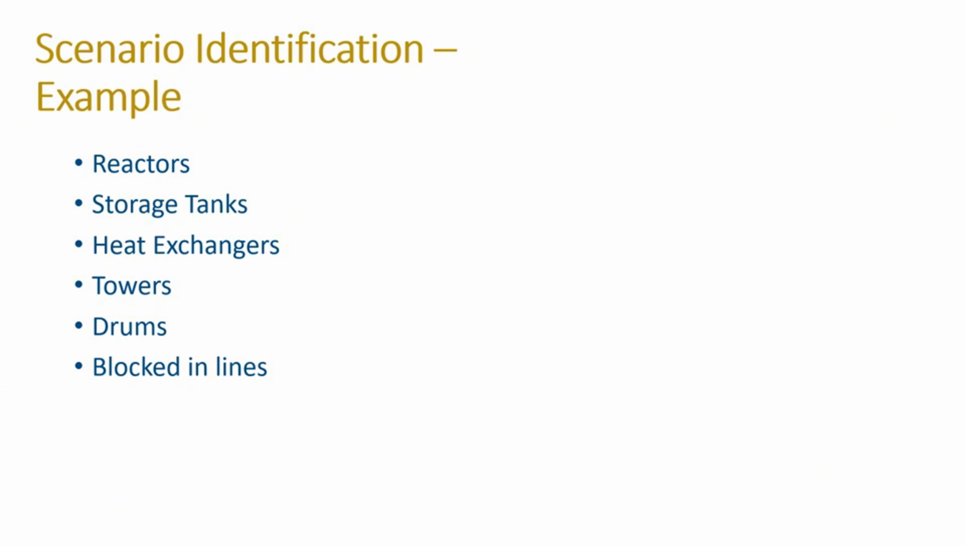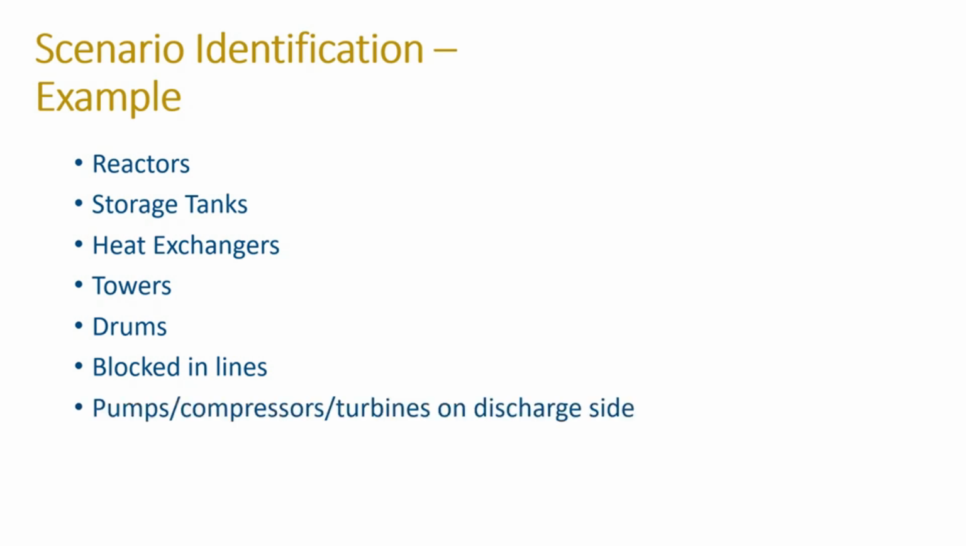So consider a liquid in a line that's exposed to the sun and heats up, generating vapor, increasing the pressure in the line. Pumps, compressors, and turbines on the discharge side, and steam jackets in case excessive steam pressures build up inside the jacket.